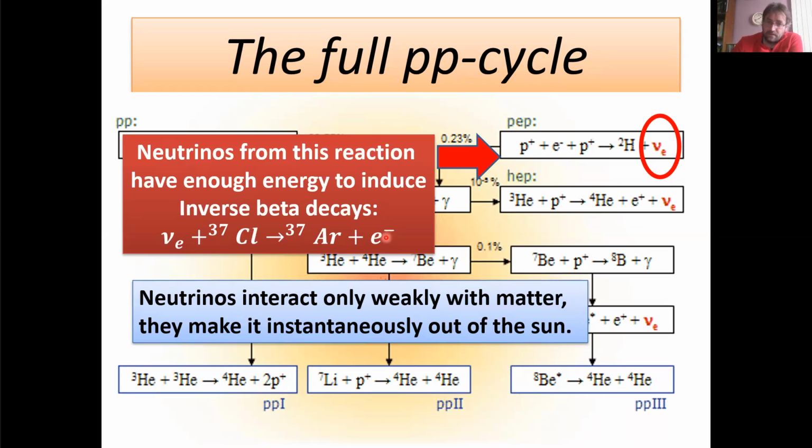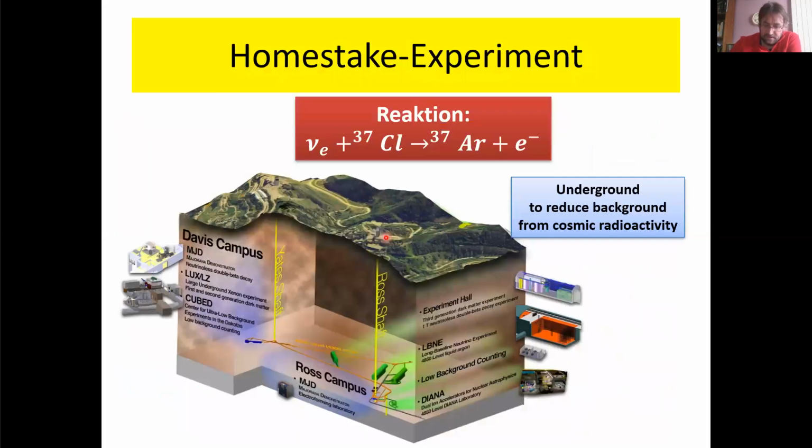This reaction has been used in order to find it, and this has been done in the so-called Homestake experiment. Because it's such an unlikely process, you need to be away from every background that you can eliminate. On the surface of the Earth, we constantly get bombarded by cosmic rays. There's constantly something coming from the sun or from other stars even.